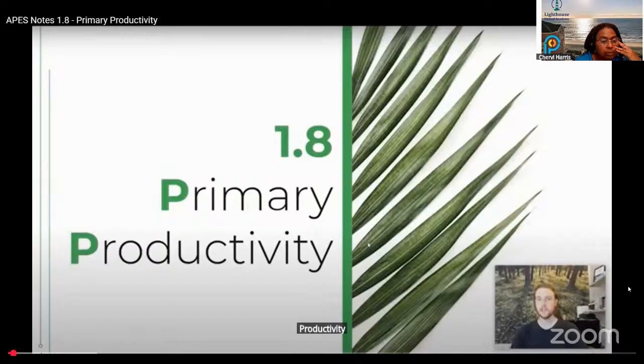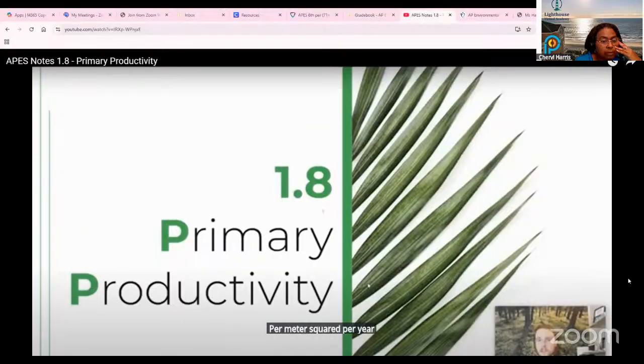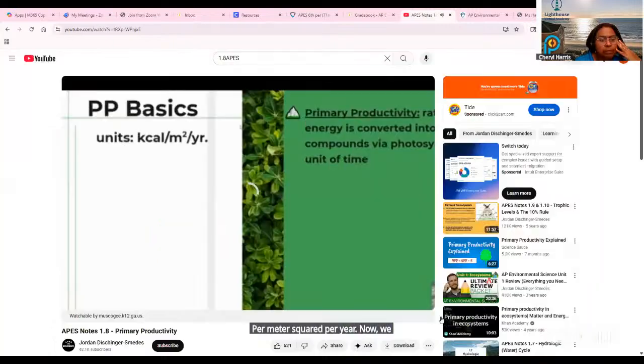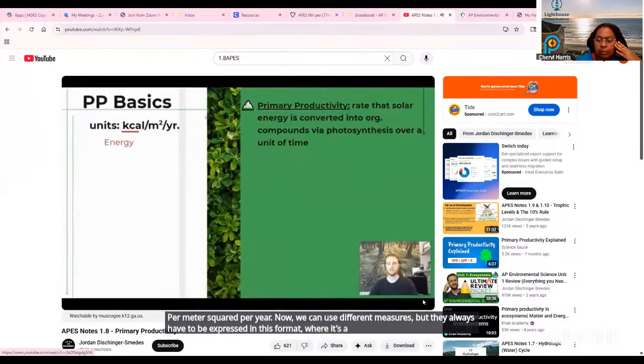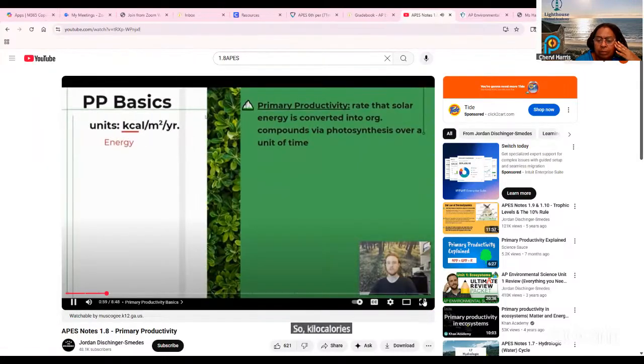Productivity, and they're going to be kilocalories per meter squared per year. Now we can use different measures, but they always have to be expressed in this format where it's a measure of energy, so kilocalories, per a given area, meter squared, over a given time in a year.